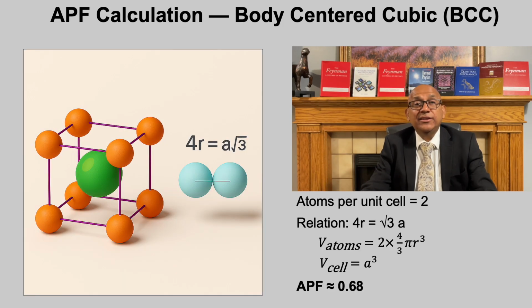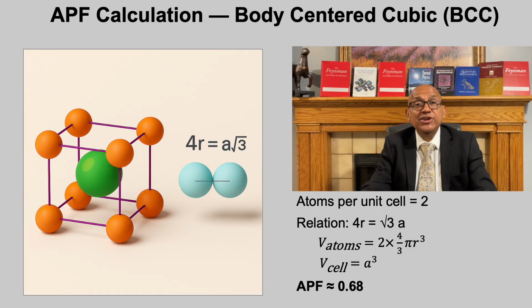Let us calculate the atomic packing fraction for the body-centered cubic, BCC, structure. First, we count atoms per cell. There are 8 corner atoms and each contributes 1/8 of an atom, giving a total of 1 atom. In addition, there is one complete atom at the body center. So altogether, we have 2 atoms per unit cell.